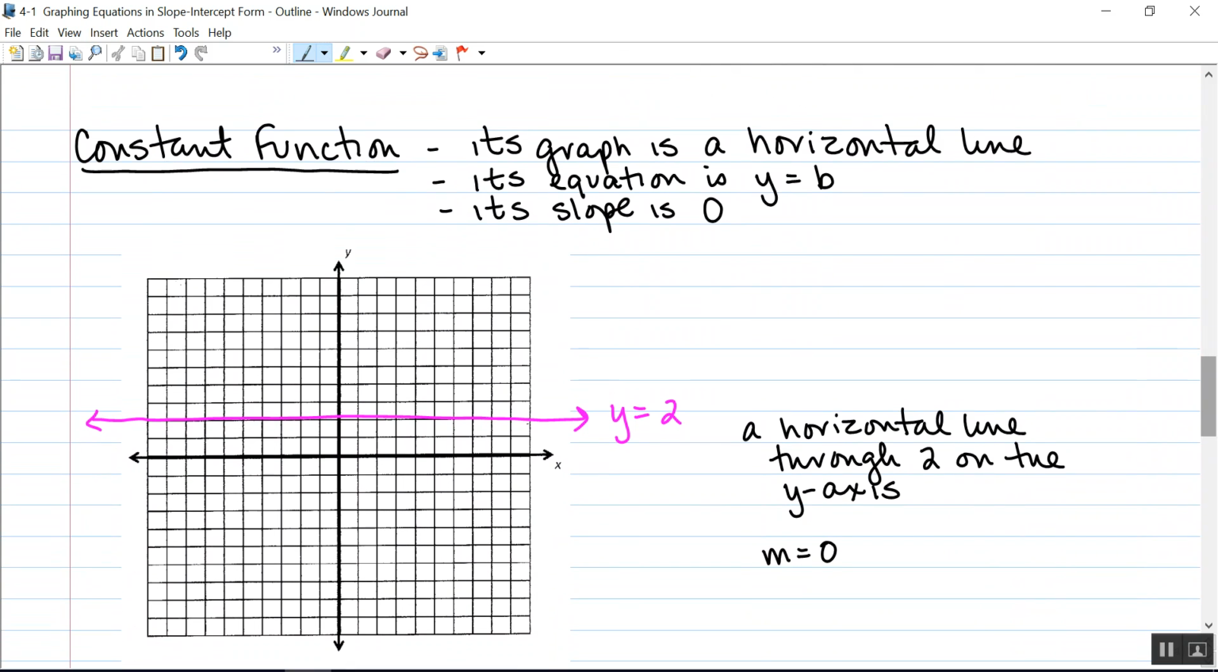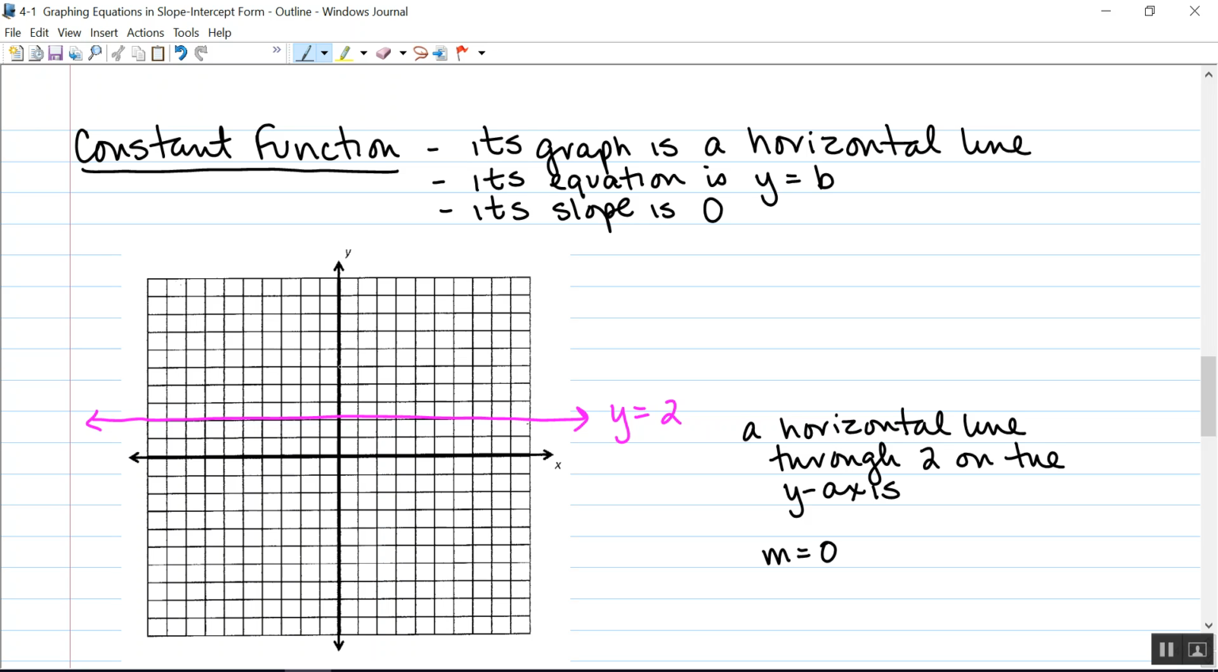A constant function is a function whose graph is a horizontal line. Its equation is y equals b, y equals whatever number is the y-intercept, and its slope is 0. So for example, here we have the line y equals 2. You'll notice that it's a horizontal line that goes through 2 on the y-axis, and it has a slope of 0 because it has no rise. It doesn't go up or down.